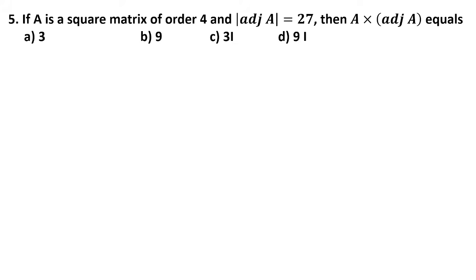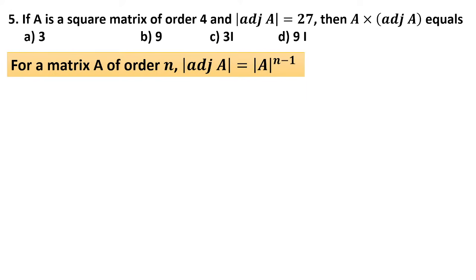A is a square matrix of order 4 and determinant of adjoint A is 27. Then you have to find A into adjoint A. These types of questions are normally coming. For that, you have to remember two formulae. Making use of these two formulae, you can do most of the problems. Formula number 1: determinant of adjoint A is nothing but determinant A power n minus 1.